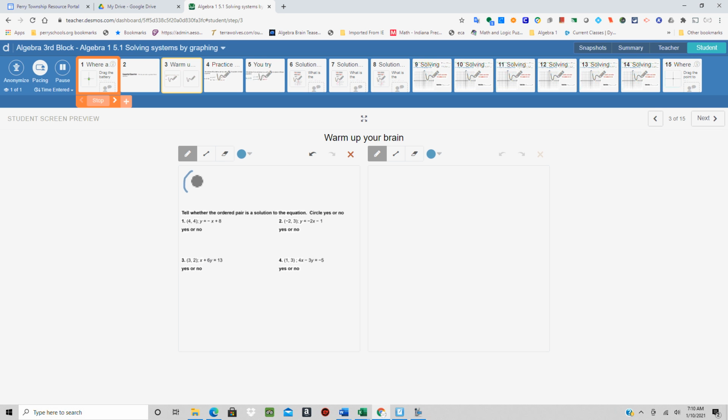Well, that first ordered pair here is (4, 4). And remember, an ordered pair is telling me an x and a y. So we have y equals negative x plus 8. So I'm going to take out the y, put in 4. So I'll have a negative sign, take out the x, put in a 4. If I added those together, I get 4 equals 4, which is a true statement. So this is going to be a yes. Let's go ahead and do another one.